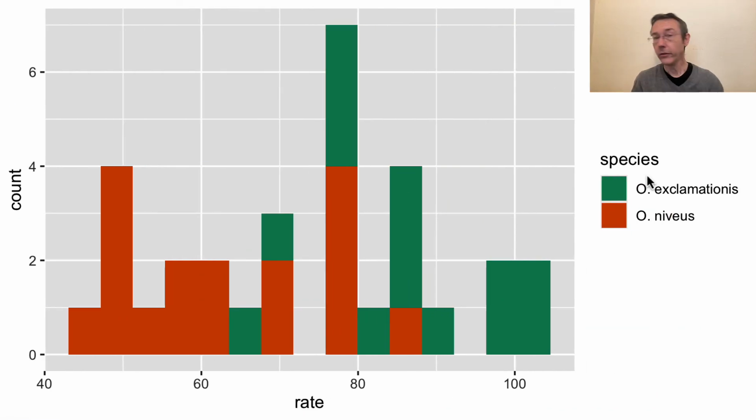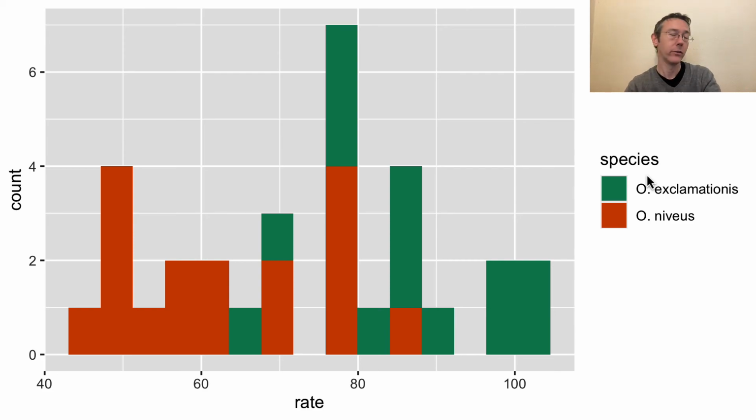Okay, so it did what we asked. It gave us this histogram with rate on the x-axis, colored by species. But it's not the easiest thing to interpret. It's sort of stacked the exclamationistes on top of the Nevaeuses. And here you can kind of tell that the exclamationistes have higher chirp rates, but it's not the most clear plot ever. And if you have 3, 4, 5 categories, this can get really, really ugly.